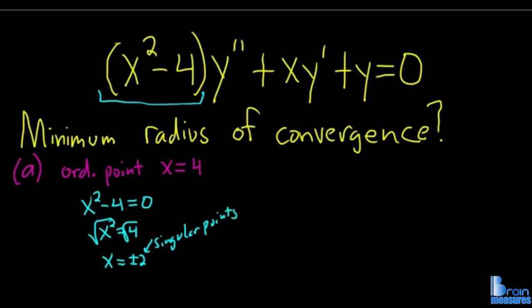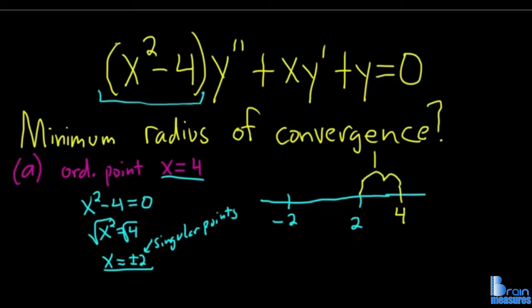So we want to find the minimum radius of convergence. Well, the minimum radius of convergence is the distance between your ordinary point and your closest singular point. So if you draw a picture, here's your singular points, and then over here is your ordinary point. So the distance between your ordinary point and your closest singular point is 2, and that's the minimum radius of convergence. Again, r is the distance between your ordinary point and your closest singular point.